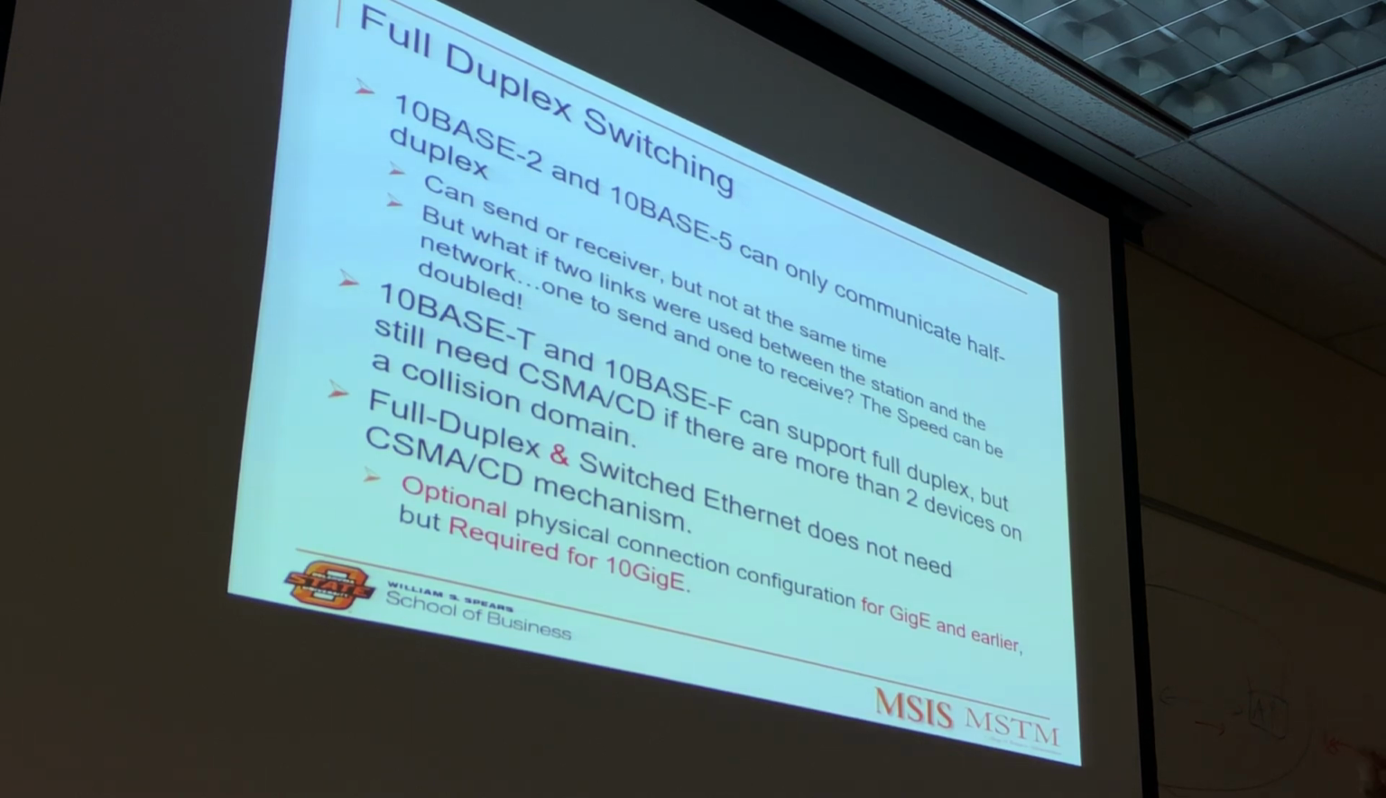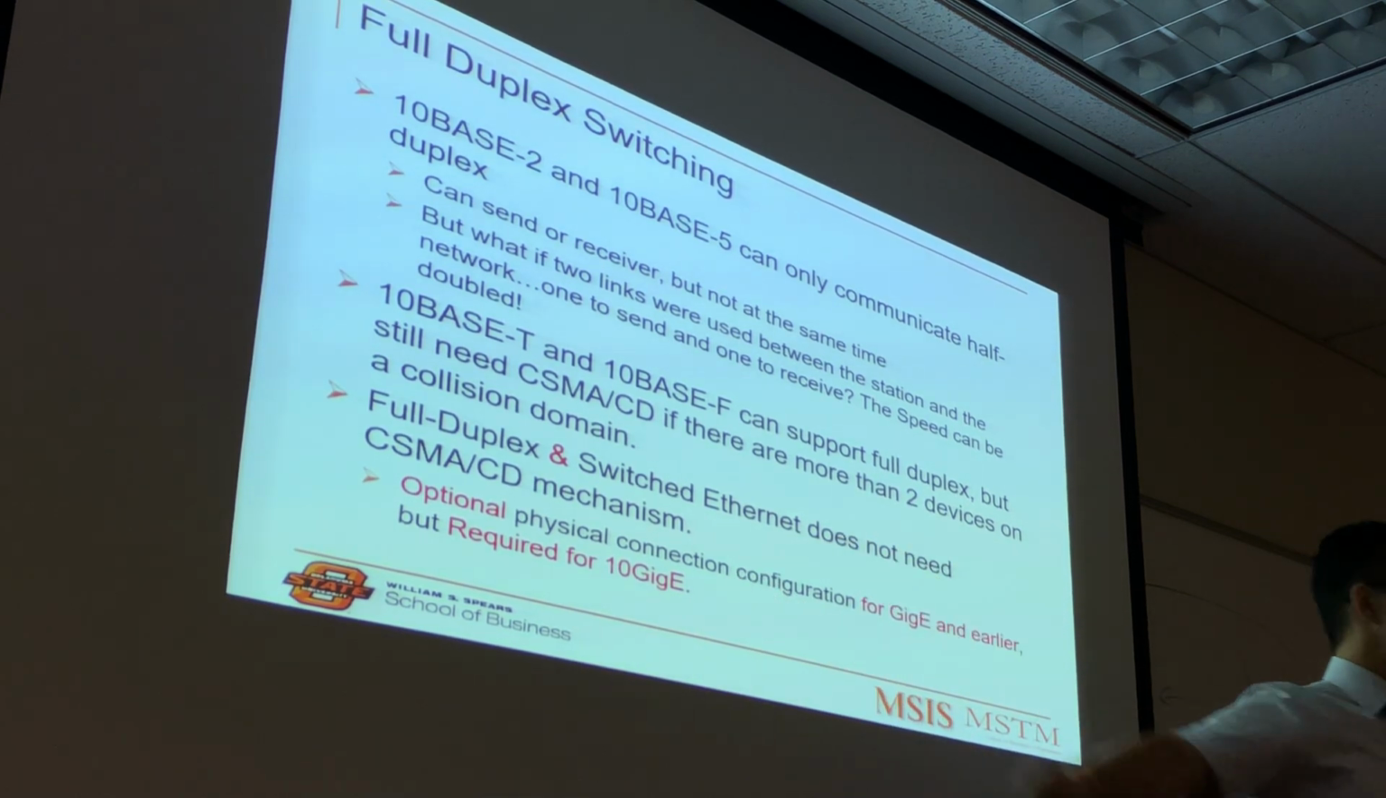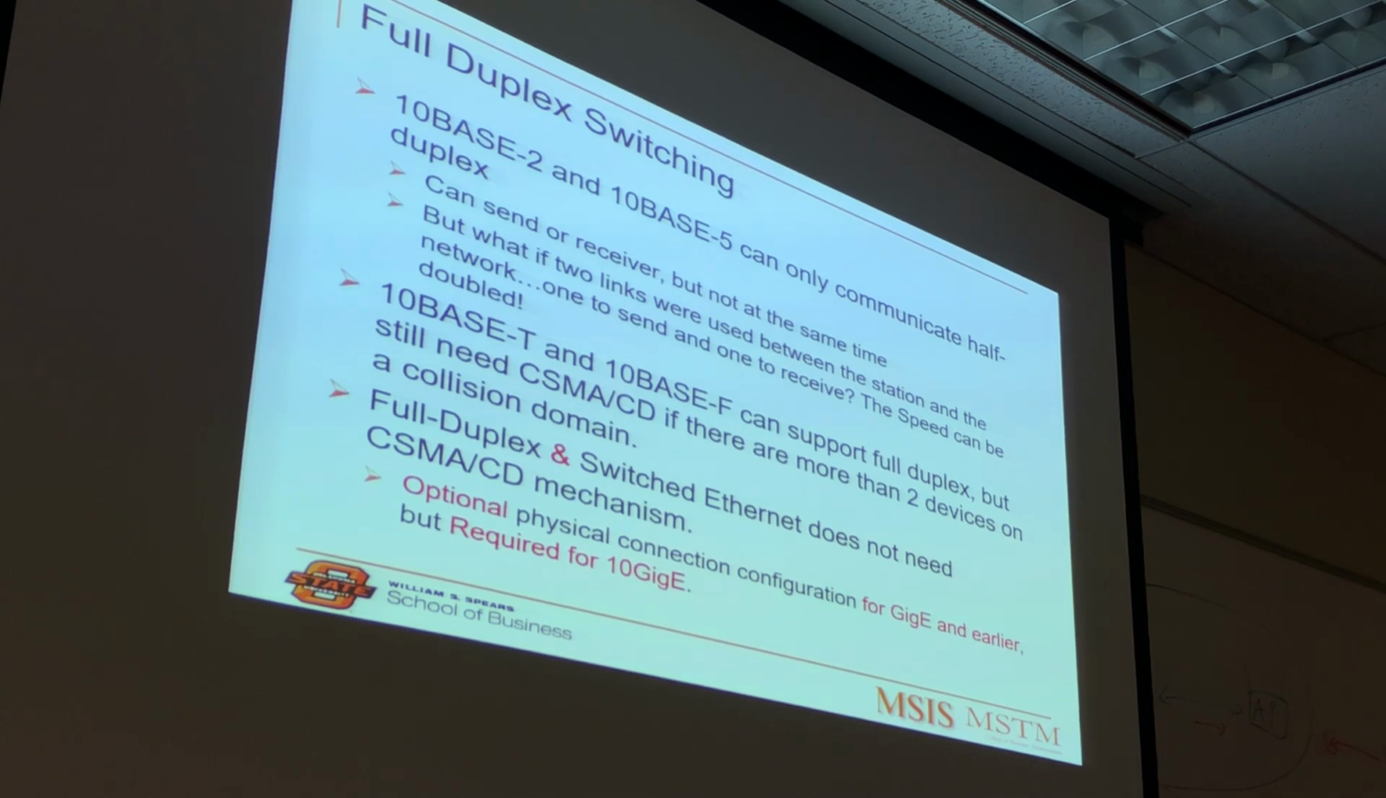And remember, CSMA/CD is the mechanism that we use for Ethernet. But if you have that one-to-one connection using data link layer devices, switches and bridges, then it still uses CSMA/CD, but there will be no collision.